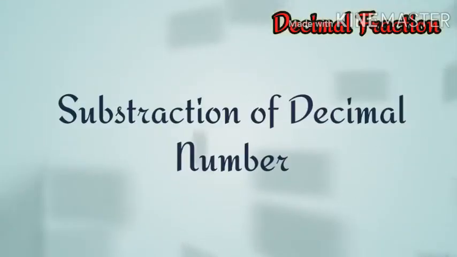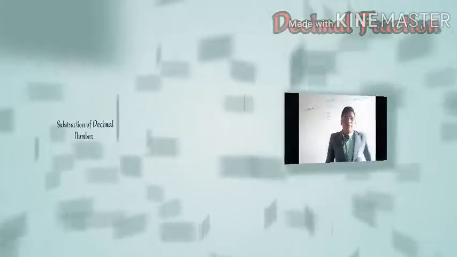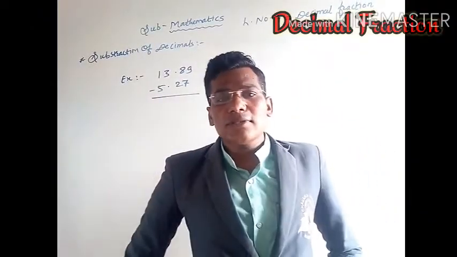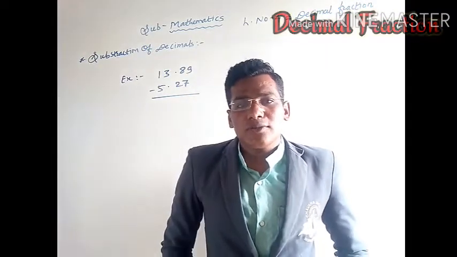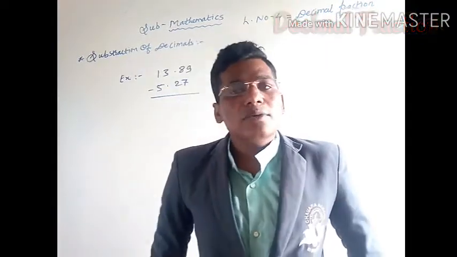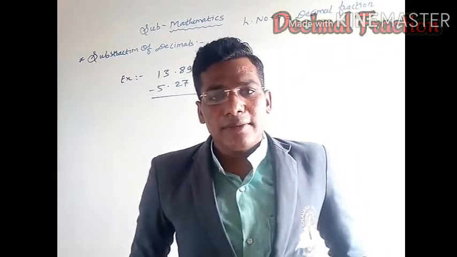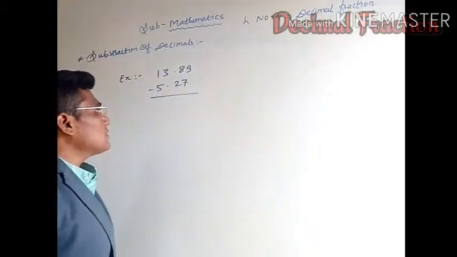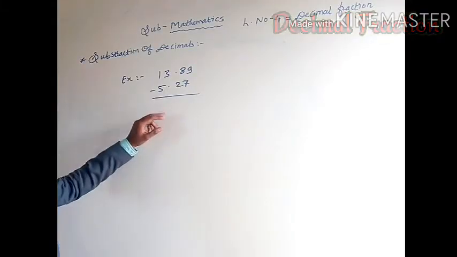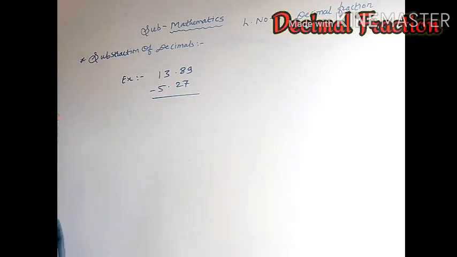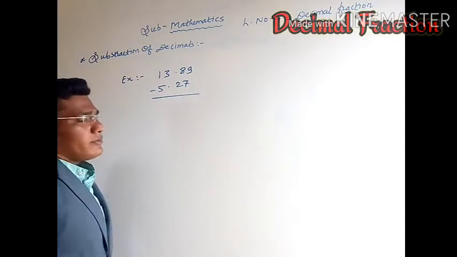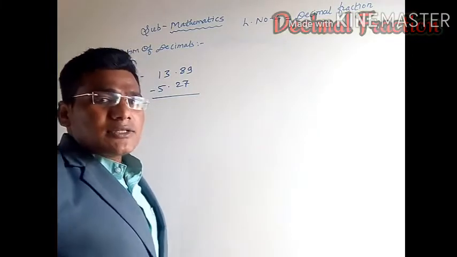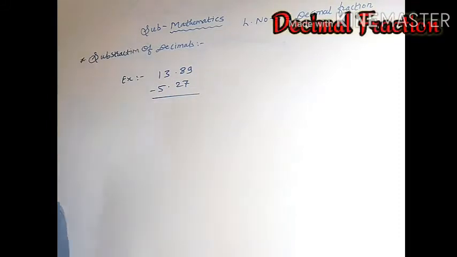Now we will learn about subtraction of decimals. In subtraction of decimals also we use the same rules that we use to subtract numbers, and we have to solve the example from right to left. Suppose we took an example 13.89 minus 5.27. In this example also, arrangement of the numbers is most important.